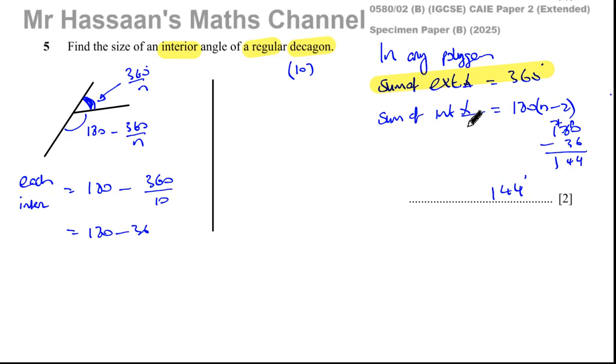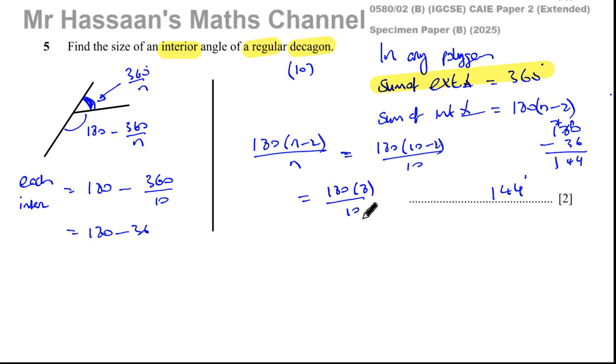Now, if you want to use the sum of interior angles, we could do the same thing. We say, okay, it's 180 times n minus 2 divided by the number of sides, which is going to be 10. So it's 180 times n minus 2. Now, n minus 2 is going to be 10 minus 2 over 10. So it's going to be 180 times 8 over 10. We can cancel out this with this. You're going to have 18 times 8.